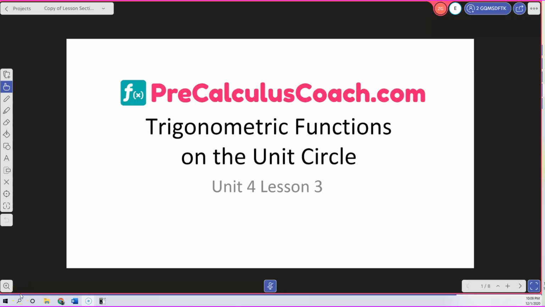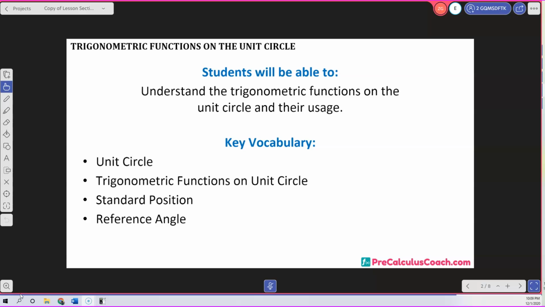Today's lesson has to do with introduction to the unit circle. So what I'm going to do is go ahead and share with you the objectives. Students will be able to understand the trig functions on the unit circle and their use. Key vocabulary words are unit circle, trig functions on a unit circle, standard position, and reference.